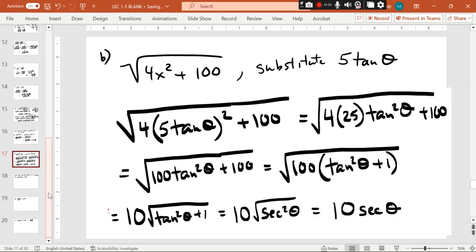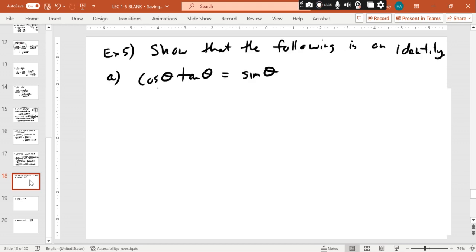And then we have the last section here. This is the last other kind that we have. All right, so exercise 5, it says show that the following is an identity. Whoa, okay, so remember how we used to simplify? This time we want to show that the right side and the left side are exactly the same.